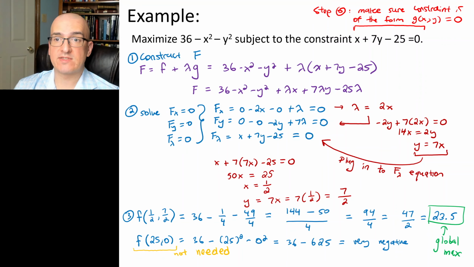So I said the easiest for me, I'm going to cheat. I'm going to let y equal 0 and then solve for x, because that's the simplest. And that's why I picked 25, 0. Someone else could say, you know what, I don't care about simple. I'm going to let y equal 1. All right, so x plus 7 minus 25 is 0. Rearrange, that's your x value. Now plug that into the objective function.